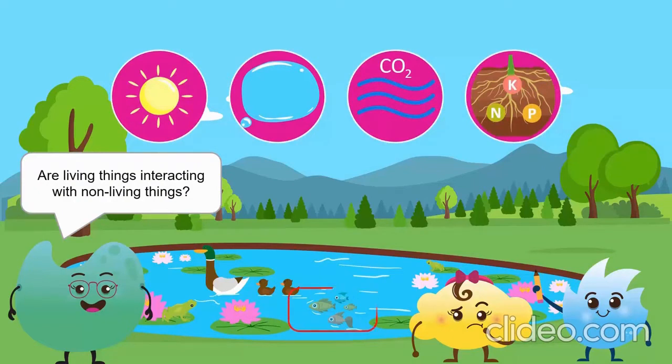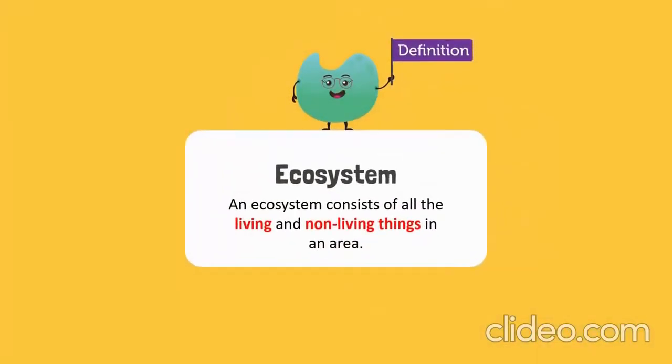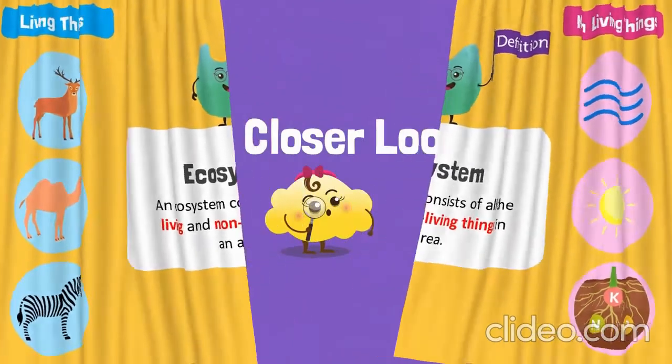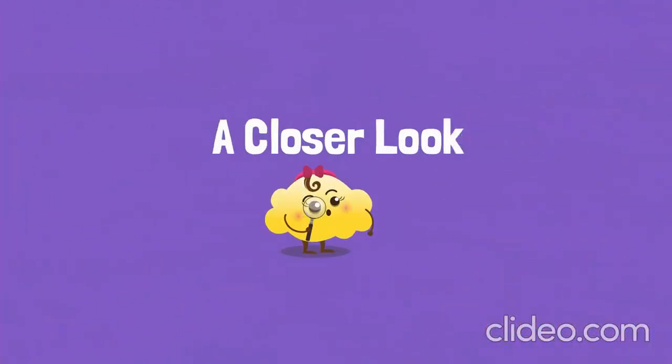Good observation. In science, such a system is called an ecosystem. It consists of all living and non-living things in an area. Let's take a closer look to know more about the ecosystem.